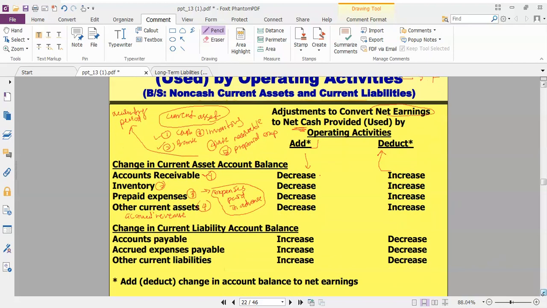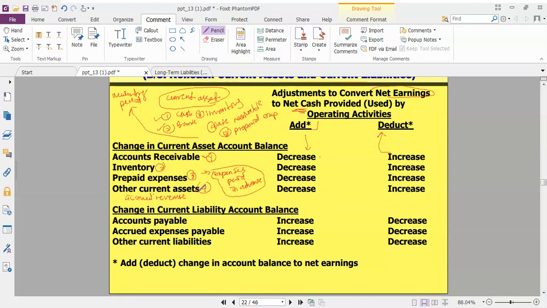And then let's look at the changes in current liability account balance. There are also some items under the current liabilities that are not cash basis, that are non-cash. The first one is account payable. The second one, accrued expenses. The third one, other current liabilities, that is accrued expenses. Prepaid revenue.